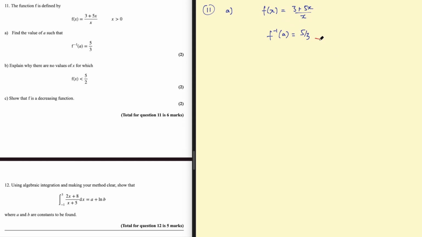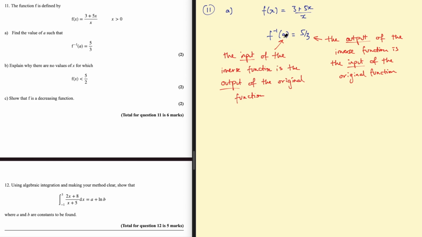So let me just write that down. This 3/5 is what we would substitute in for x into f(x). And the input of the inverse function is the output of the original function. So I'll write that as well. So a, the input of this function, will be f(x) from our original function. So to find a, all we have to do is substitute 3/5 for x into f(x). So we just need to find f(3/5).